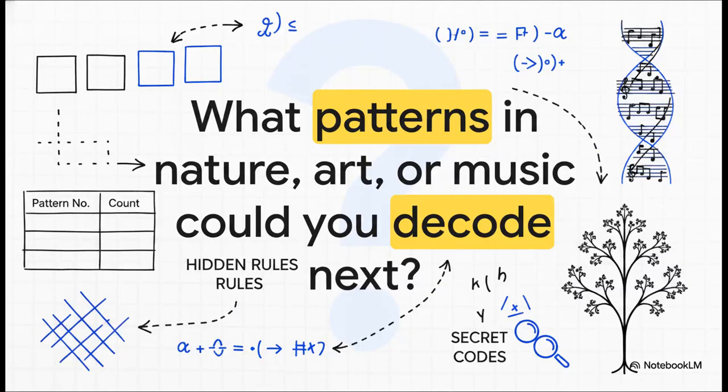You know, this method of analyzing patterns and predicting what's next, it's not just for shapes in a math problem. It's a way of thinking that helps us find the hidden rules that govern all kinds of things around us. So the real question is, what other secret codes are out there just waiting for you to crack?